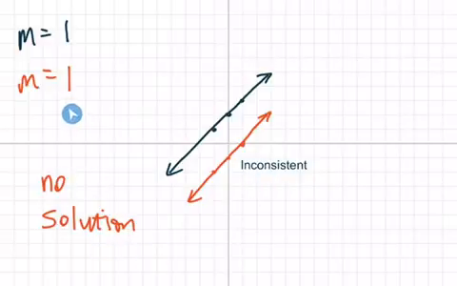Up here we also notice that with the inconsistent, the slope is always going to be the same, but of course the y-intercept is going to be different. That's important: slope is the same, y-intercept is different.